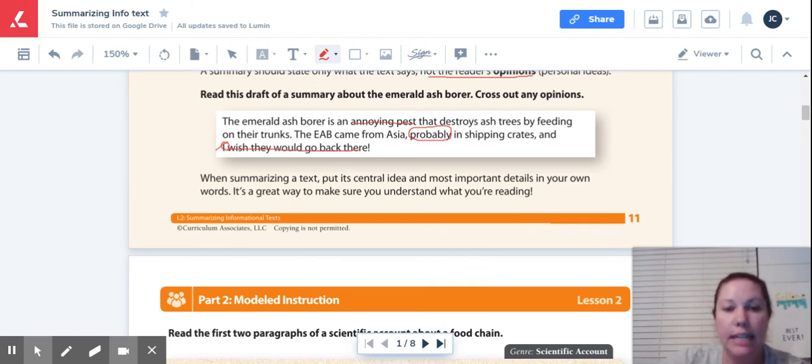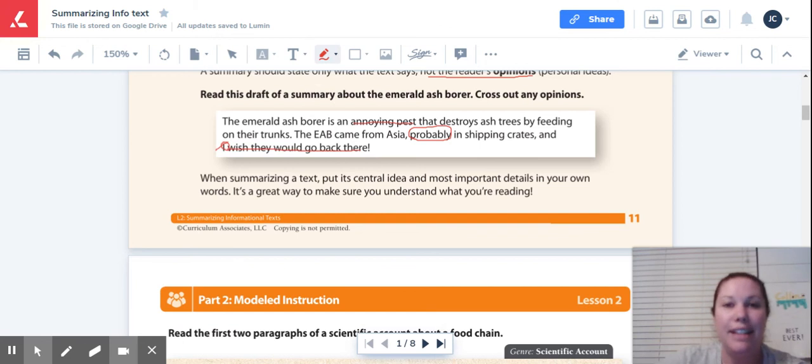Okay, when summarizing a text, put its central idea and most important details in your own words. It's a great way to make sure you understand what you're reading. And this is why we do summaries so much, because I want to know, what do you understand from the books that you are choosing to read.